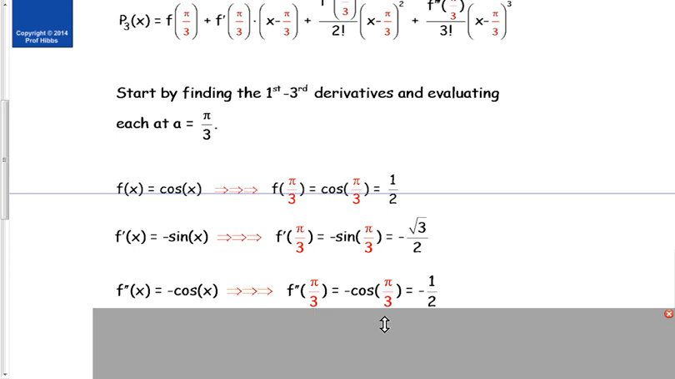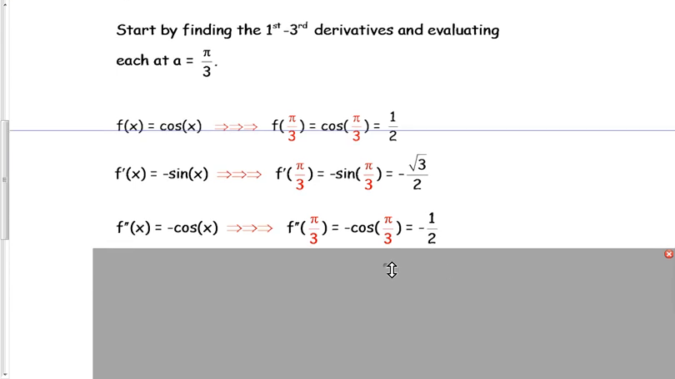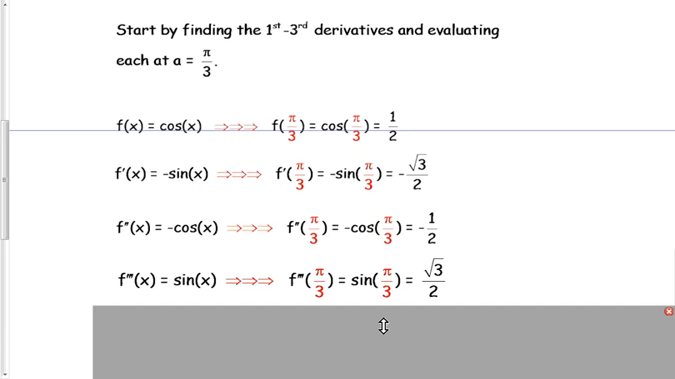And likewise now for the second derivative. Well, for the second derivative, we take the derivative of the first. And the derivative of negative sine of x is negative cosine x, don't we? Now we evaluate that at pi over 3, so we have negative cosine of pi over 3, which of course is negative 1/2. And finally, the third derivative. For the third derivative, we're looking at the derivative of negative cosine x, which ends up being positive sine x. And so we evaluate the third derivative at pi over 3, which is sine of pi over 3, and we get square root of 3 over 2.